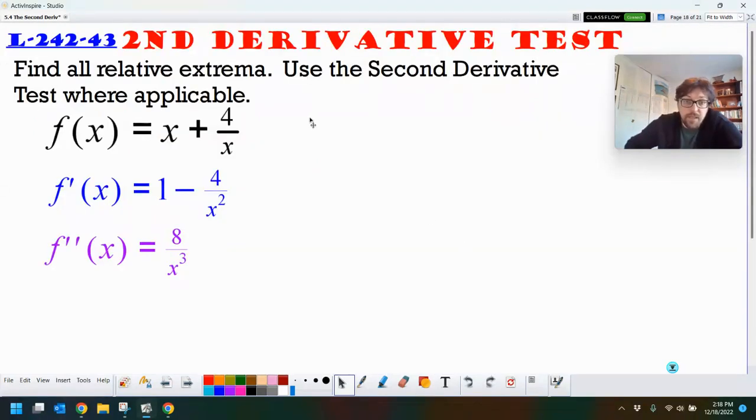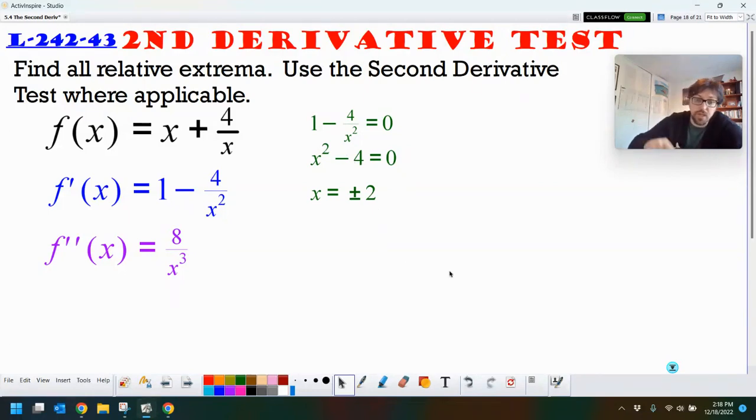In this example, finding the relative extrema, I've taken the liberty of finding the first and second derivative of this thing. So I want to first find my critical values. I've got to do a little bit of solving over here. First thing I want to do is set my first derivative equal to 0. I'm going to multiply both sides by x squared in order to clean up my problem. It makes it pretty easy to solve. Then I just have to add the 4 and square root both sides. And so we get our critical values of plus or minus 2.